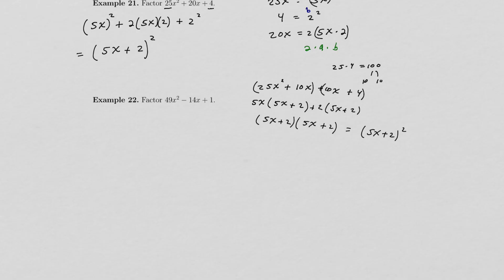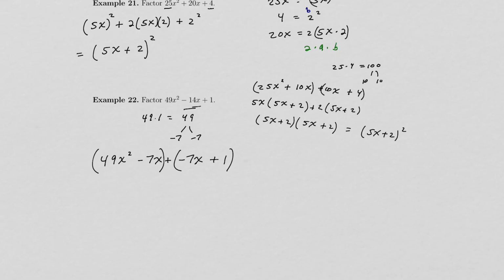So to use the AC rule, we can multiply 49 times 1. That gives us 49. I want two things to multiply, give me 49, and added give me negative 14. So let's see. Oh, I guess a negative 7, right? If I multiply negative 7 times negative 7, that's positive 49. If I add them, I get negative 14x. So let me write out that expression again, but using these factors of negative 7. I'm going to put a plus here just to remind myself. Now I'll factor by grouping.